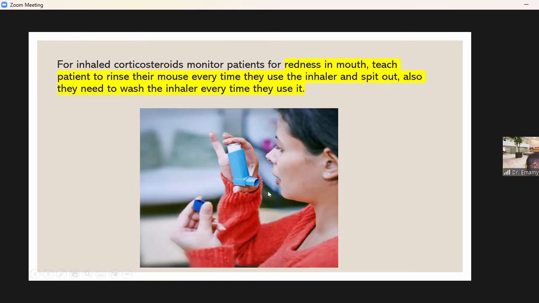So a patient who takes, for example, fluticasone or beclomethasone, they are inhaled glucocorticoids. The patient should wash the inhaler every time he or she is using it, and then the patient should rinse the mouth and spit it out. So when you use, for example, the fluticasone inhaler, you should rinse your mouth with water and spit it out.